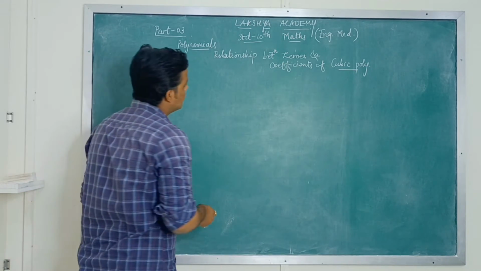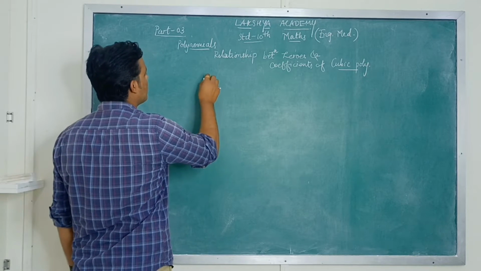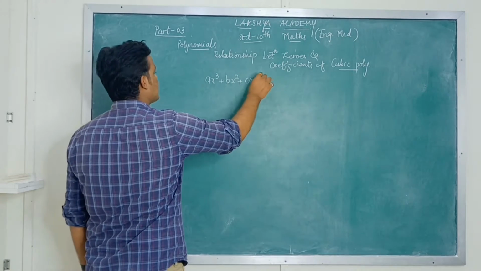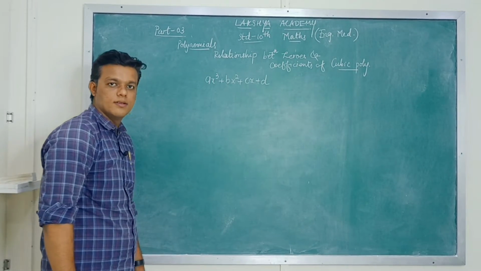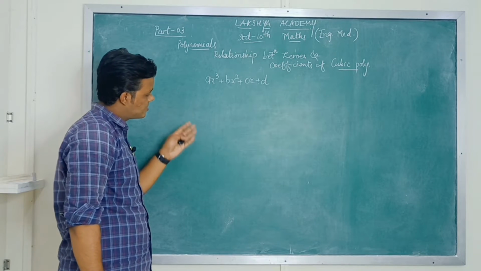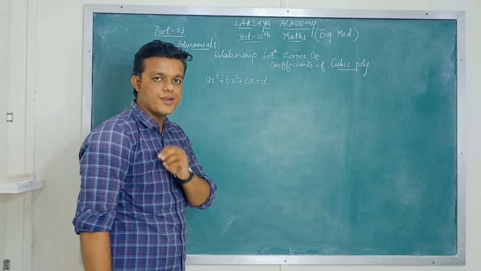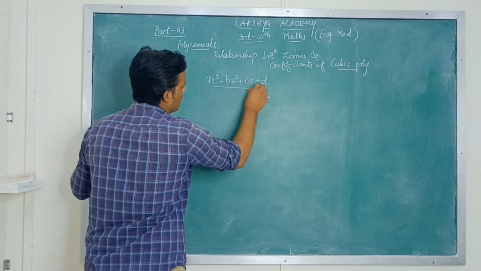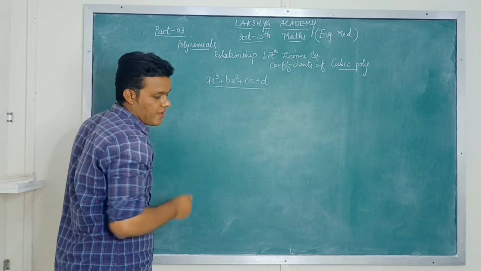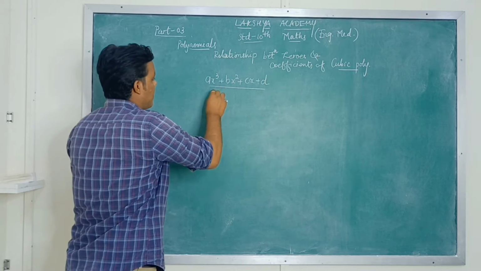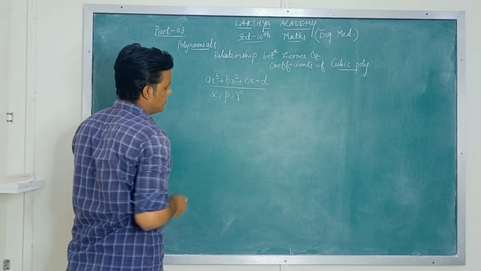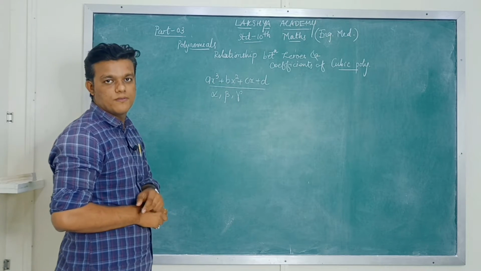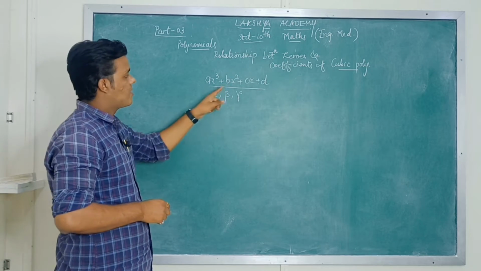We know that the general format of a cubic polynomial is ax cube plus bx square plus cx plus d, right? As we have seen the relationship between zeros and coefficients of a quadratic polynomial, it's just like that only. This cubic polynomial will have three zeros, which are alpha, beta and gamma. Now let's see the relationship between these three zeros and the coefficients a, b, c, d of this cubic polynomial.